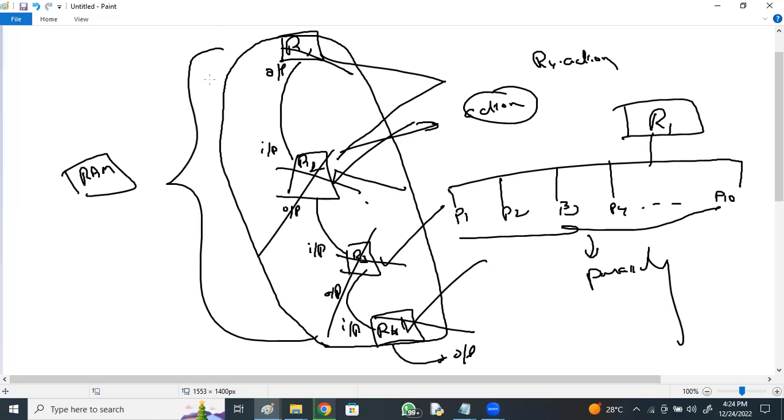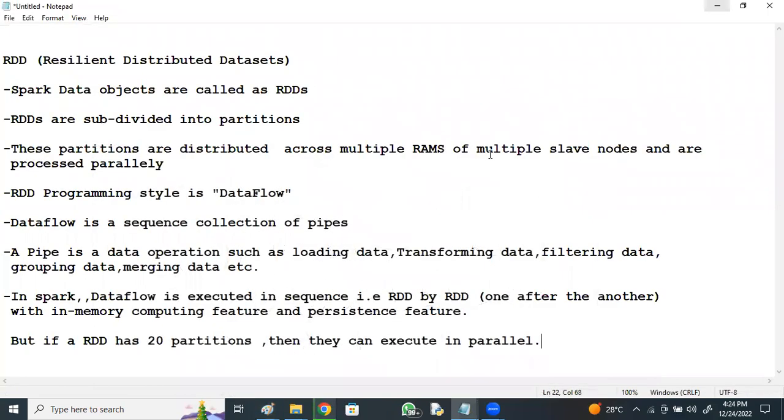This is how the resilient distributed datasets get operated, right? Understood, everyone? Any queries on this? Whenever the next RDD is ready, the current RDD will be removed, because all the RDDs cannot be loaded into RAM at a time. RDD by RDD, they get loaded and processed, and the output will be given to the next flow.